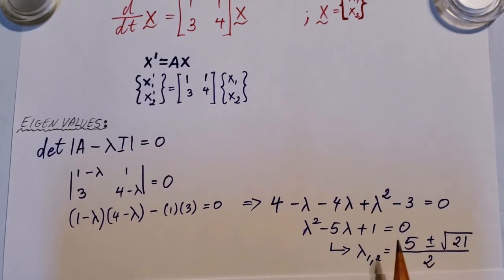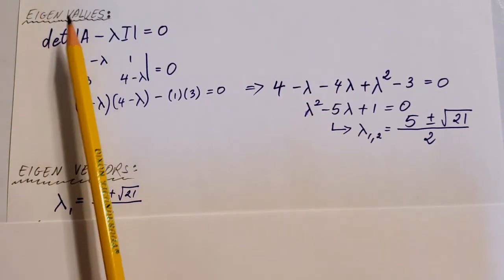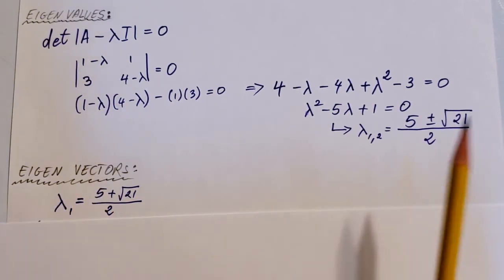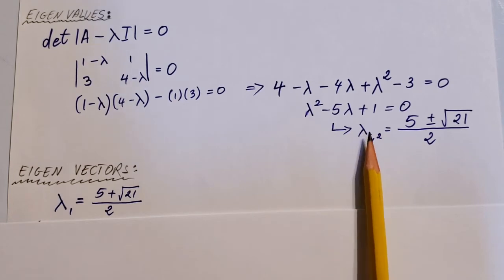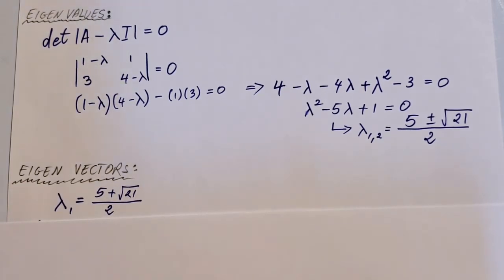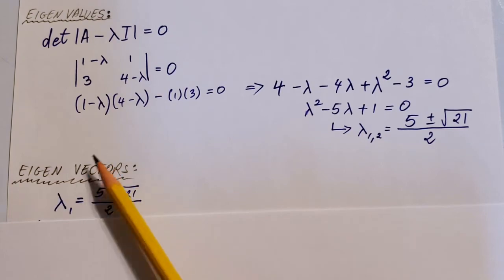Now we could continue and turn these into decimal form, which would be just fine, and we could continue the problem that way. But I'm going to leave them in this form because later on I'm going to show you a shortcut where leaving it in this form will help us out quite a lot. For each eigenvalue, we will have to find an eigenvector. So for my first eigenvalue, lambda 1, I'm going to use 5 plus square root 21 over 2, and let's find this eigenvalue's eigenvector.